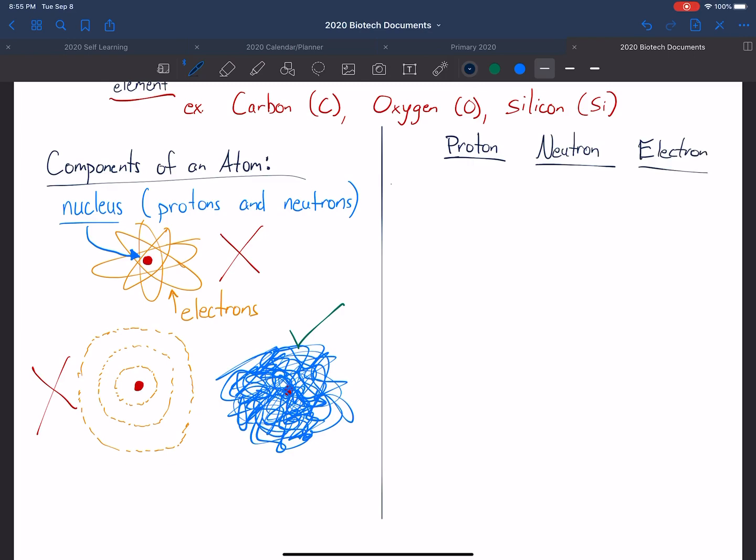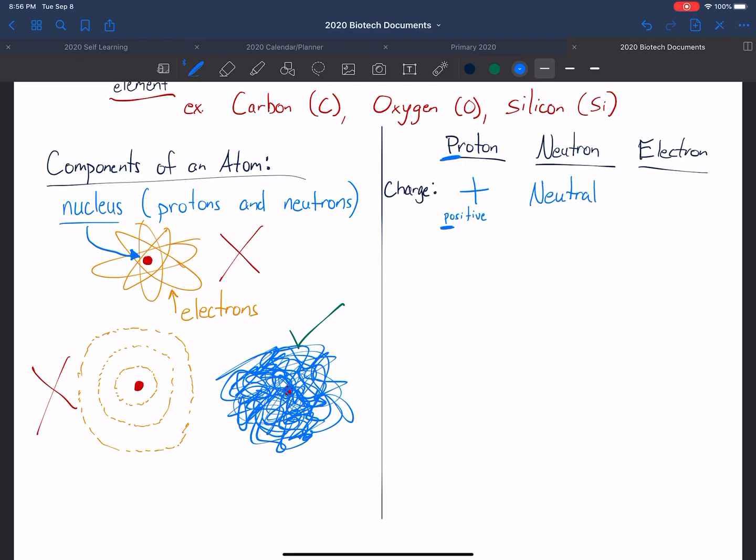Now each of these has a charge. They are charged particles, and that really kind of defines what they are. For the proton, it has a positive charge. So I'll just write really small beneath here that it's positive. And the reason I'm writing it out is if you forget, the P in proton matches the P in positive. Okay? Now, the neutron we say is neutral.